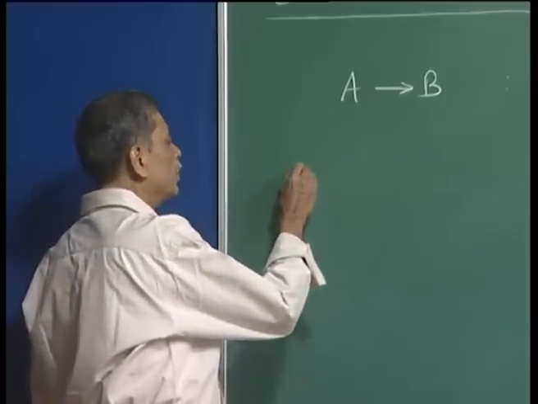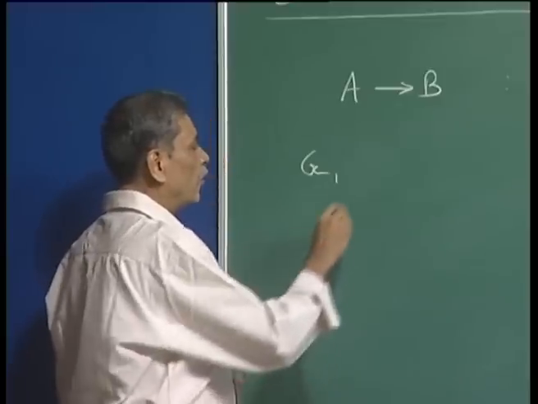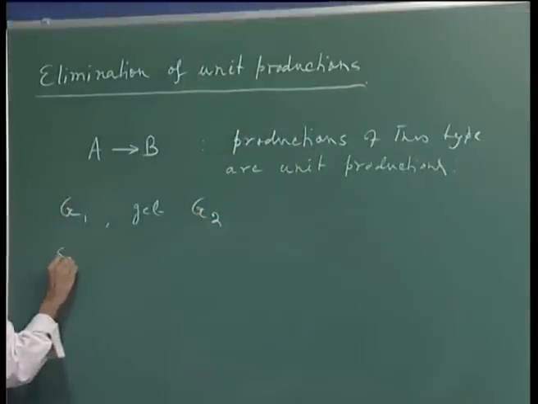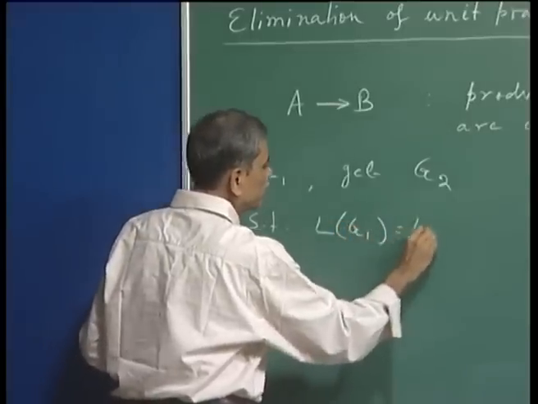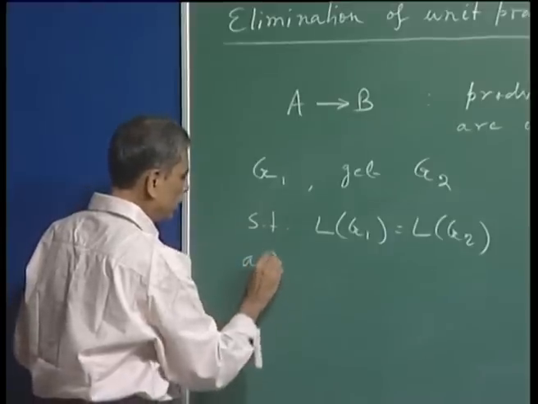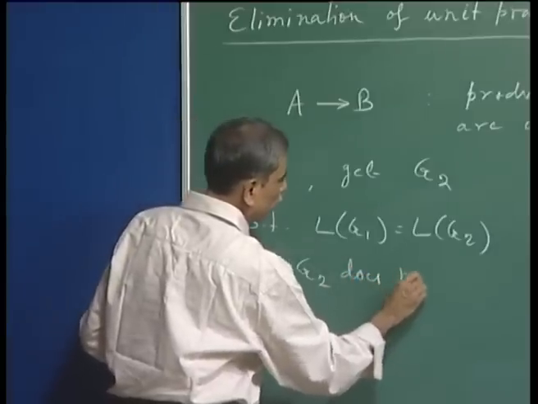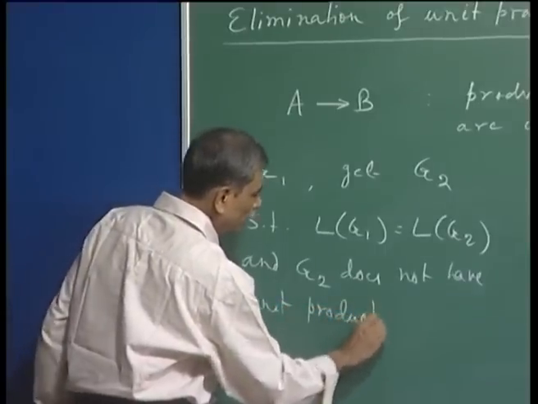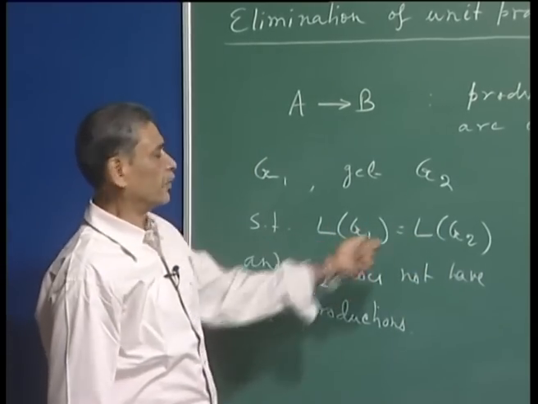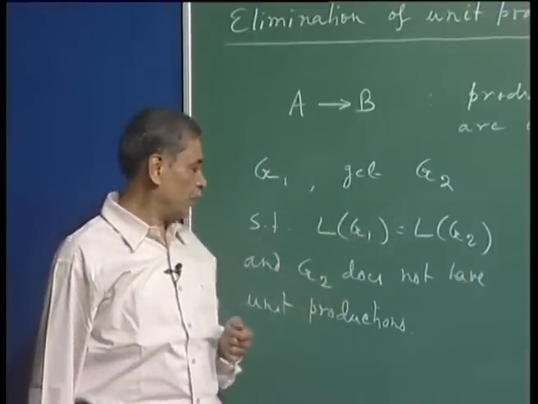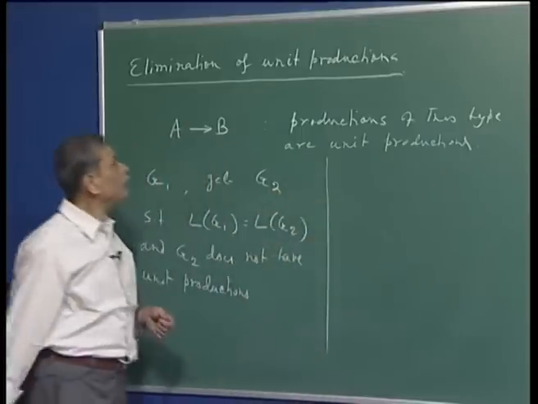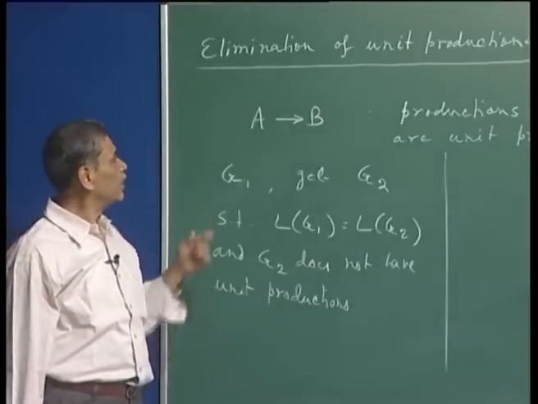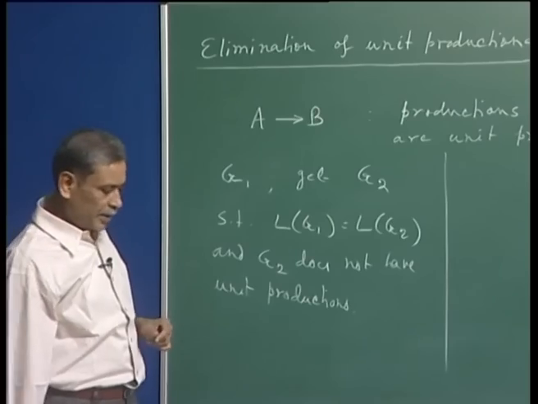In other words, as before, we are given one context-free grammar G1. From here, we would like to get another context-free grammar G2 such that the two grammars generate the same language and G2 does not have unit productions. Recall that such pairs of grammars are equivalent grammars because they generate the same language. And the way we eliminate all unit productions is very similar to the way we eliminate epsilon productions. Remember, epsilon productions were productions where the right hand side contained just the empty string epsilon.